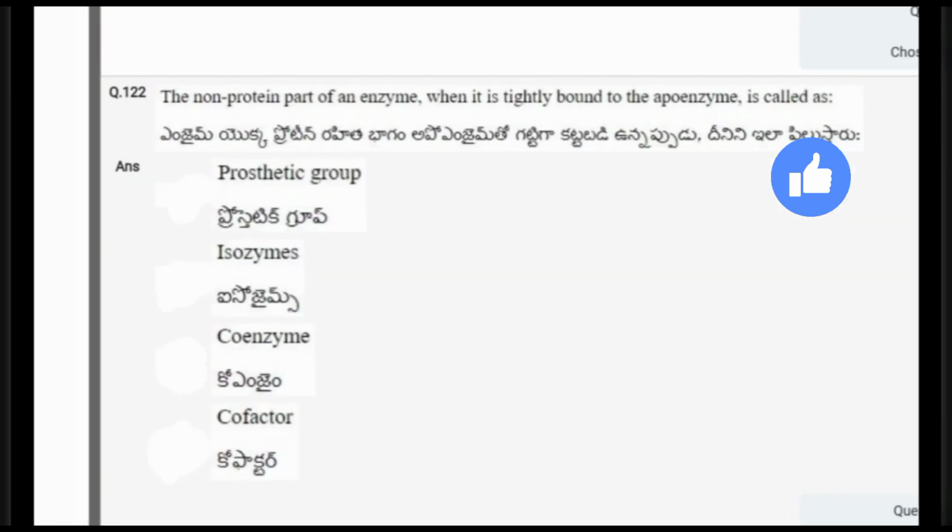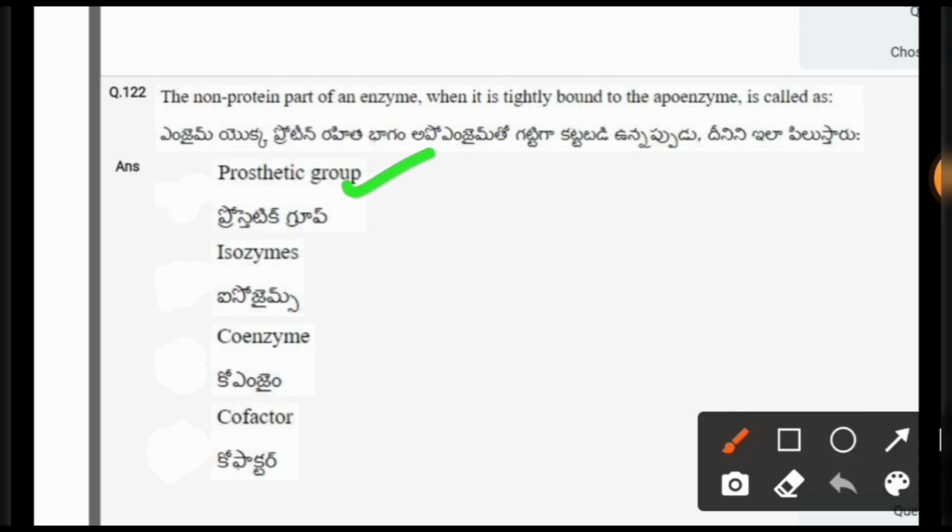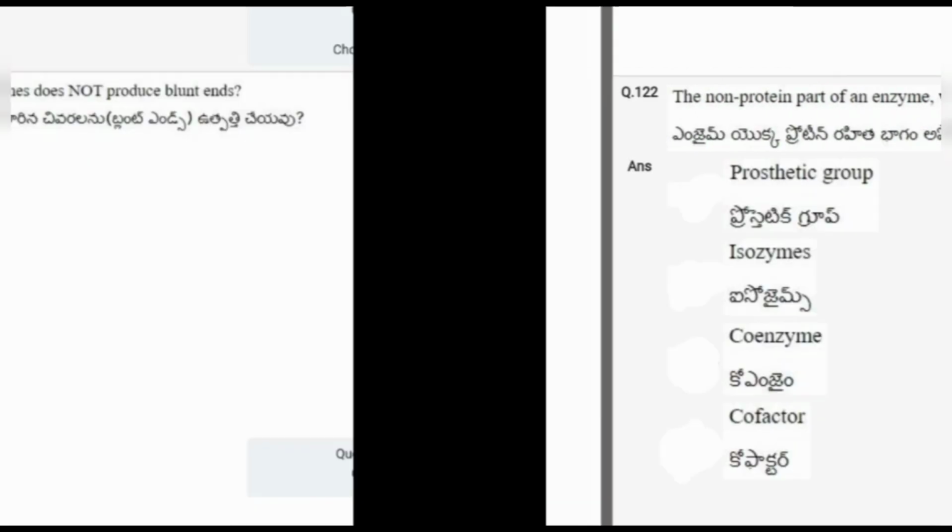Next question. The non-protein part of an enzyme when it is tightly bound to the apoenzyme is called as. The options are prosthetic group, isoenzymes, coenzymes, cofactor. The first one is the correct option, that is prosthetic group.